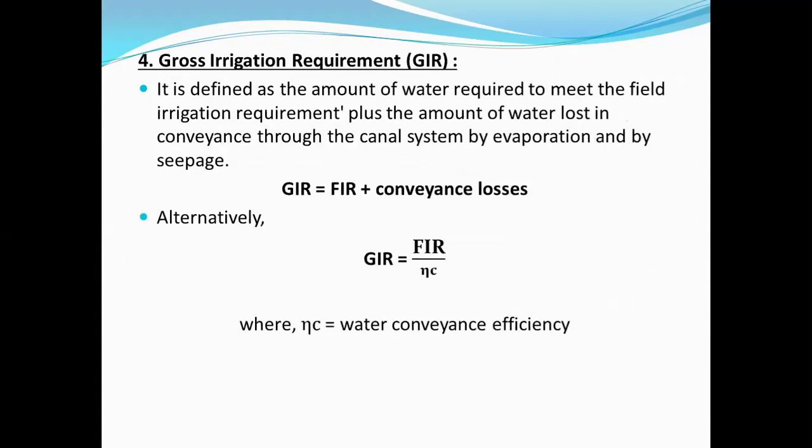Fourth one is gross irrigation requirement, which is also GIR. It is defined as the amount of water required to meet the field irrigation requirements plus the amount of water lost in conveyance through the canal system by evaporation and by seepage. So the GIR equation is equal to FIR plus conveyance losses. Alternately, GIR is equal to FIR divided by eta C, where eta C is equal to water conveyance efficiency.